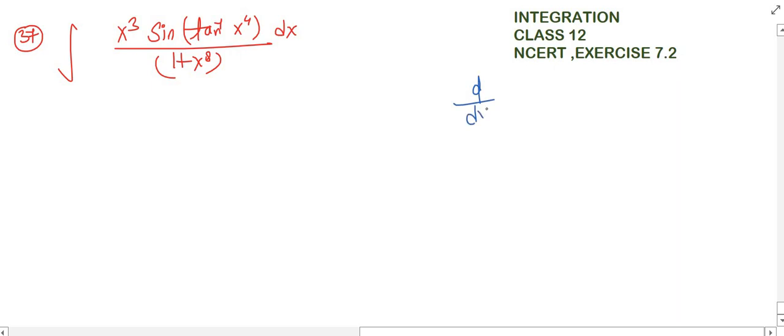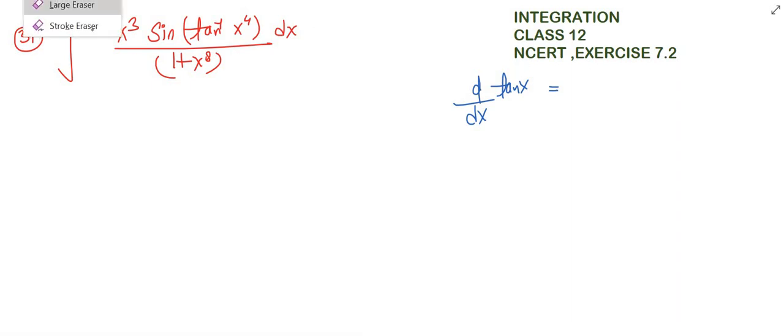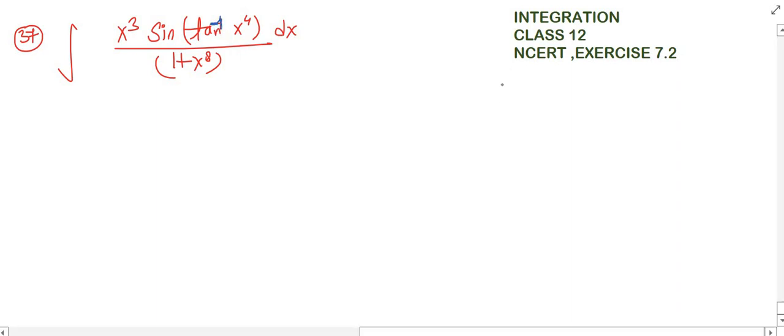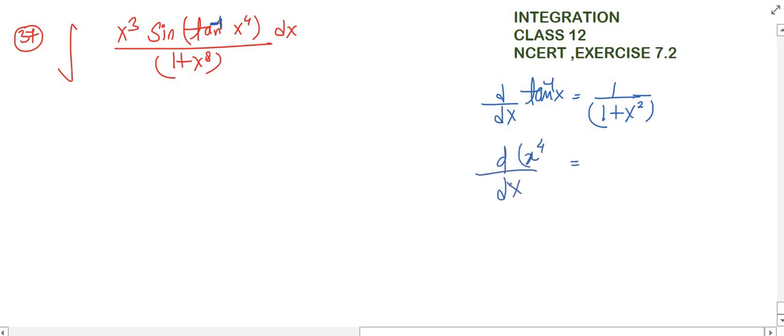So here, what is derivative of tan x? I'm sorry, what is derivative of tan inverse x? Because the question says tan inverse. Here, see carefully, this is tan inverse. So derivative of tan inverse क्या है guys? 1 by 1 plus x square. Correct? So we will use this here. And what is derivative of x raised to power 4? Is 4x cube. If you know this, we are ready to do this.